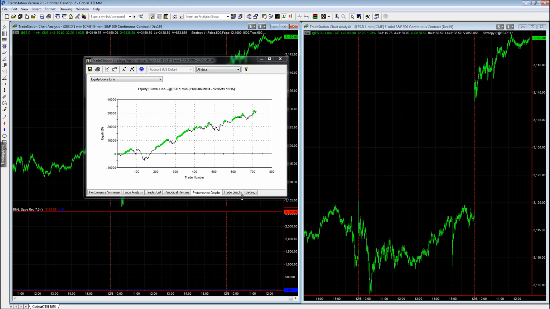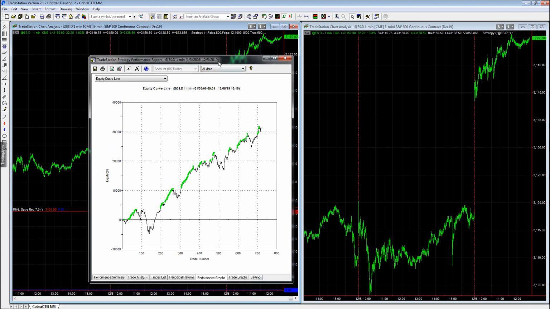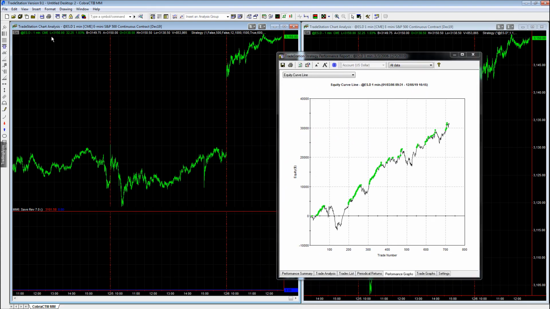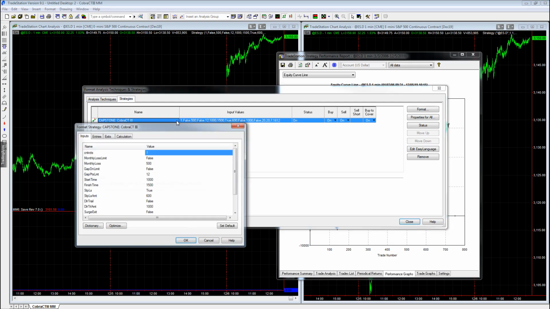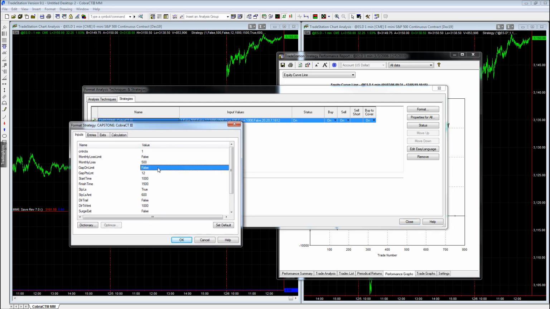And now we're going to look at the original strategy, the conservative version. I'm going to show you how to change the original strategy so that it is conservative. And you have the open code to this so you can actually see how it works. So one of the things that we are interested in CobraCT III is the gap down limit. We set that to true. So if there's too much of a gap, we don't take the trade. And also the monthly loss limit.